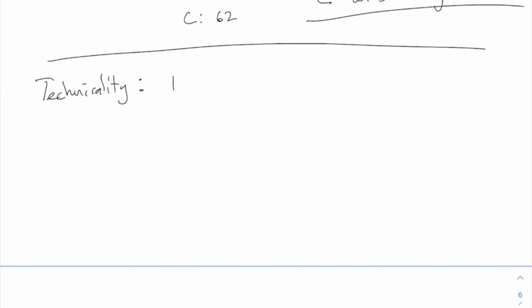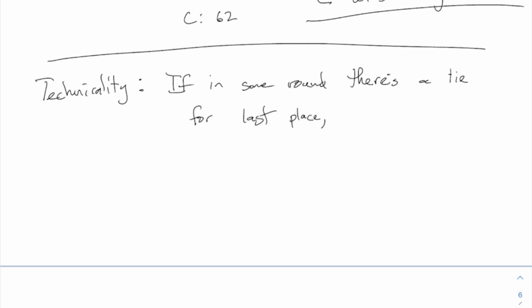So the technicality rule is, if in some round there's a tie for last, in each round, the most important thing is who is in the last place, because they're the ones who get eliminated. And the rule is, if there is a tie for last place, which can happen, the rule for who gets eliminated is you eliminate all of them. Anybody who is tied for last place, they all get eliminated. I mean all that are tied, not everybody. But all tied people get eliminated. All right. This is a technicality. It usually doesn't come up, but maybe every so often in the examples we do, you'll see a tie. And in that case, you should eliminate everybody who is tied for last. All right.